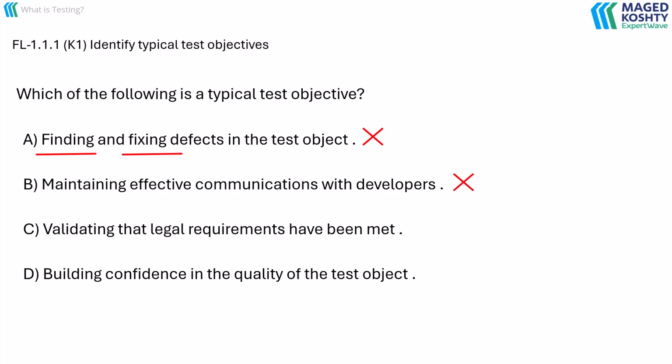Option C, validating that legal requirements have been met. Again, they are testing your understanding of the difference between validation and verification. As no user is mentioned here, then it's not validation. So, the sentence is wrong. It would be correct if we replace validating with verifying. The last option, D. Building confidence in the quality of the test object is a valid testing objective. That is the correct answer.